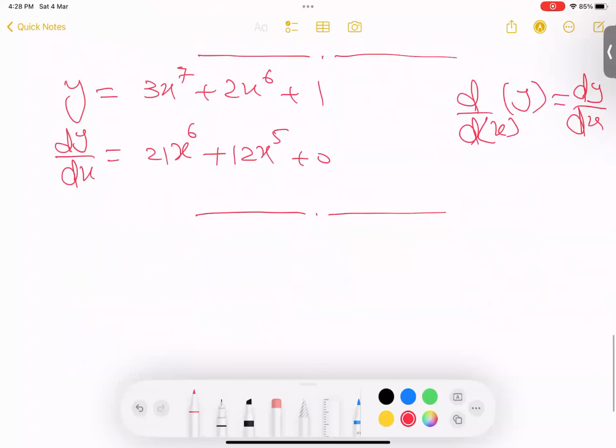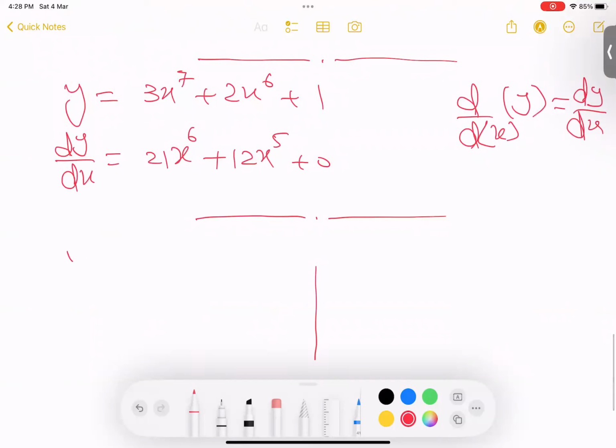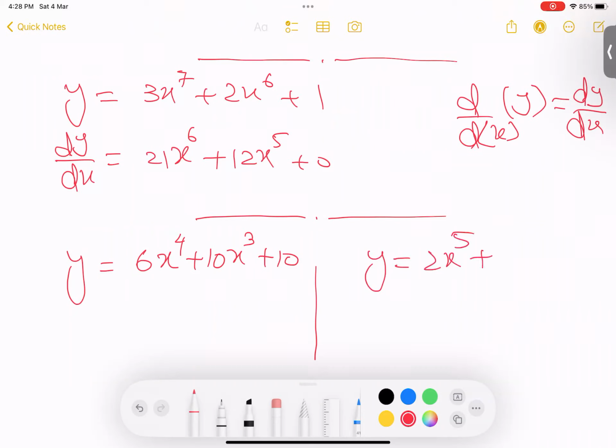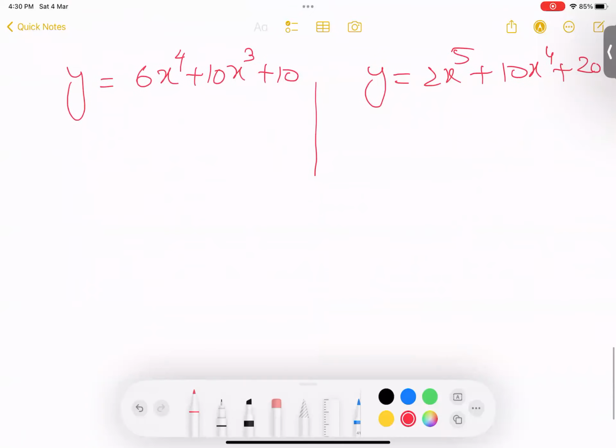Now I'm giving two more questions to practice. You will try them yourself, then I will pause the video, and we check your answer with my answer. Get ready. First: 6x to the power 4 plus 10x to the power 3 plus 10. Second question: 2x to the power 5 plus 10x to the power 4 plus 20. Please take your time, solve these two questions, and then compare your answer with my answer. Yes, students, you took a reasonable time. I'm starting now.